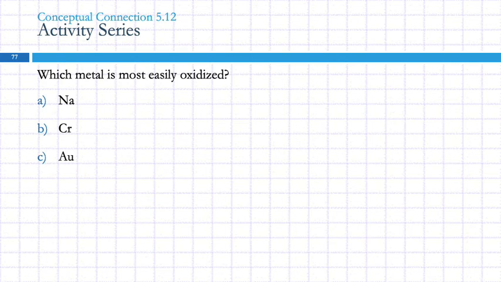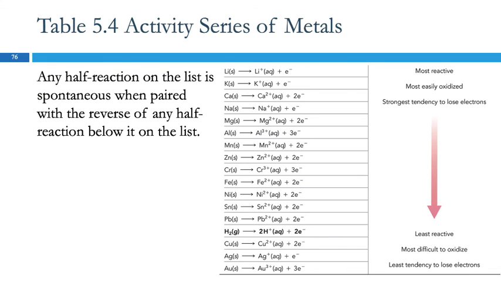Which metal is most easily oxidized? So oxidation is loss of electrons, right? So it has to lose electrons, and so we're going to go back to the list, the activity series. We're looking for sodium, chromium, and gold. So here's sodium, chromium, and gold. And this is showing us, this is losing an electron, this is oxidation. So the one at the top of the list is the most easily oxidized.